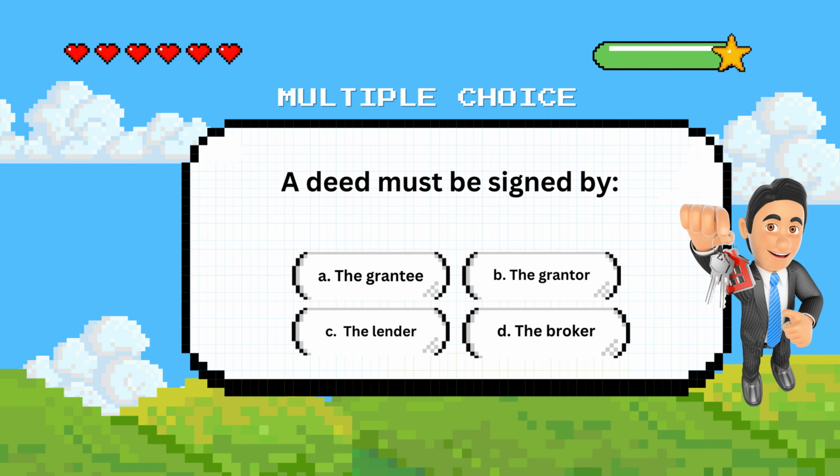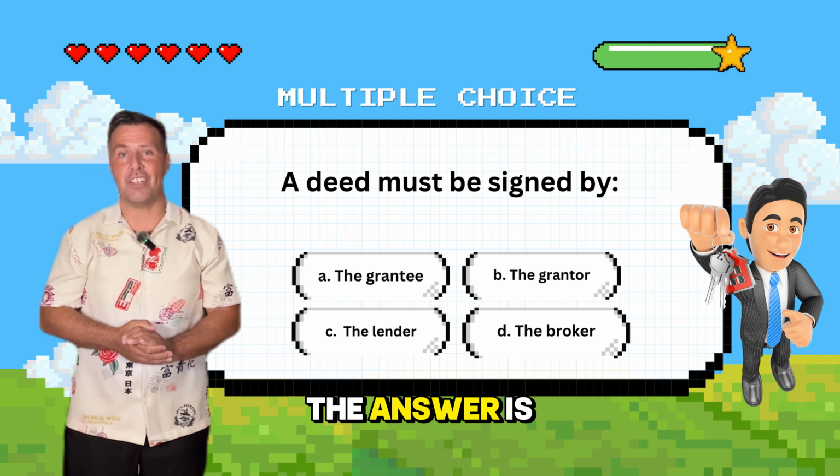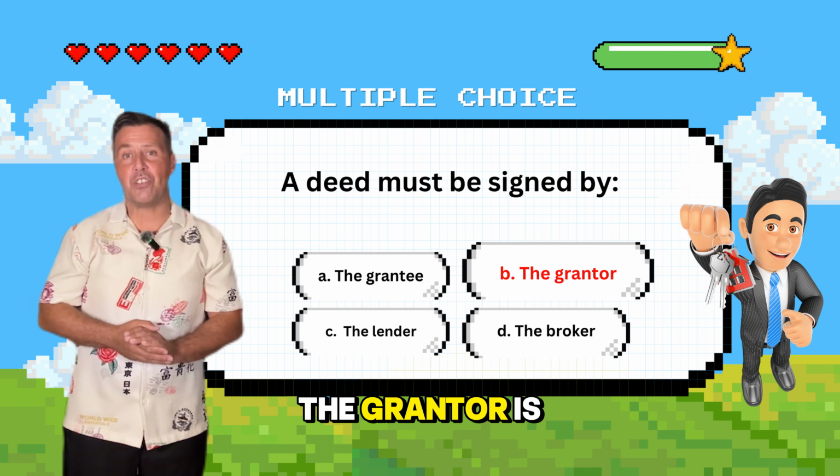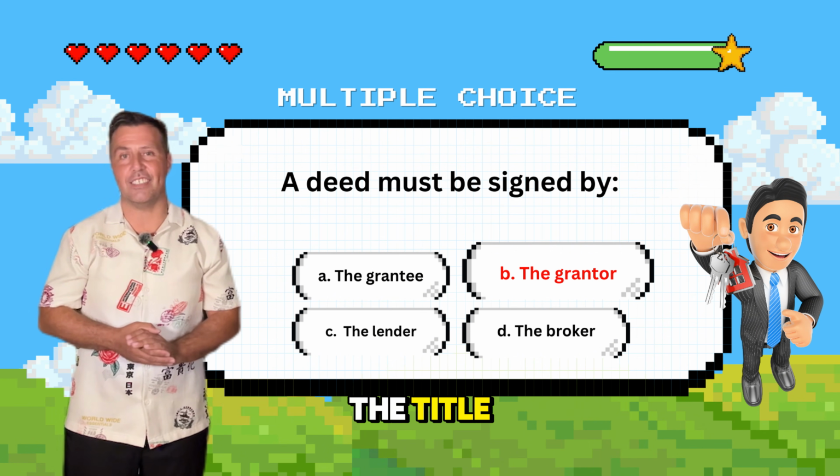Question 46. A deed must be signed by A, the grantee, B, the grantor, C, the lender, D, the broker? The answer is B. The grantor. The grantor is the person transferring the title.